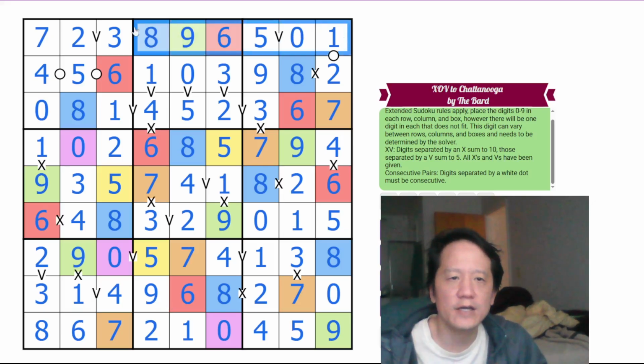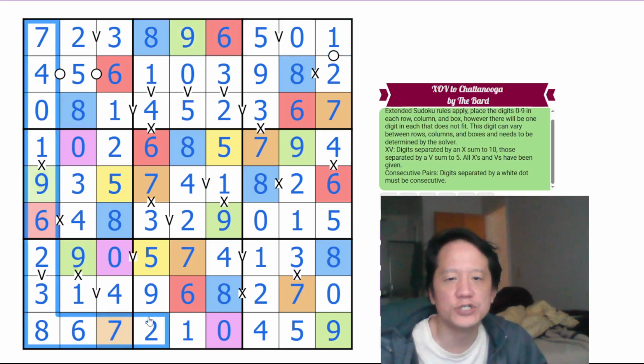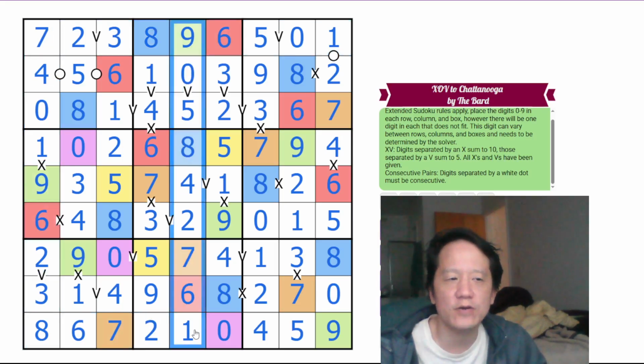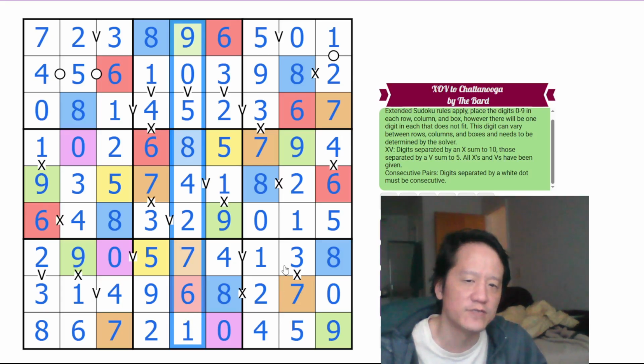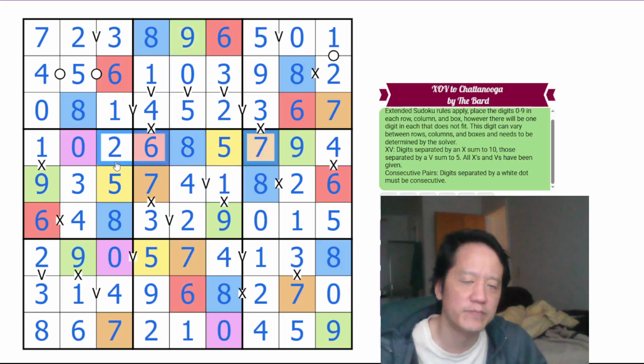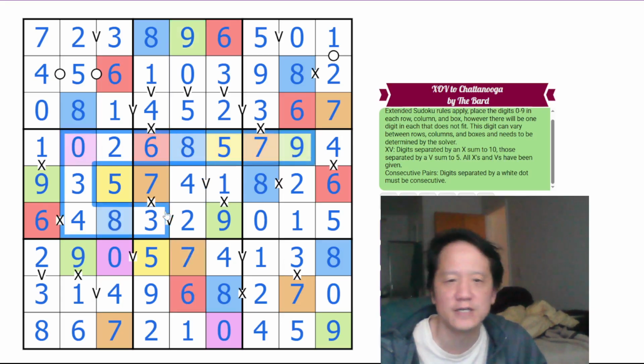Interesting. Yeah, I do like these puzzles where you have to choose 9 out of the 10 digits. That does make things very interesting. And it's a nice change of pace, I would say.